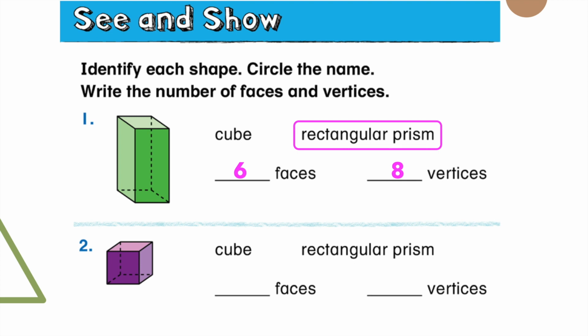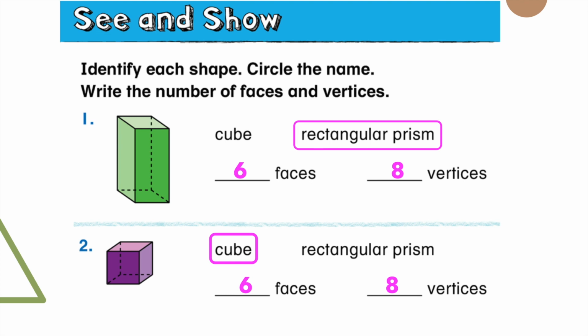Look at the purple shape. Is it a rectangular prism or is it a cube? Yes, it's a cube. And how many faces and how many vertices? 6 faces and 8 vertices.